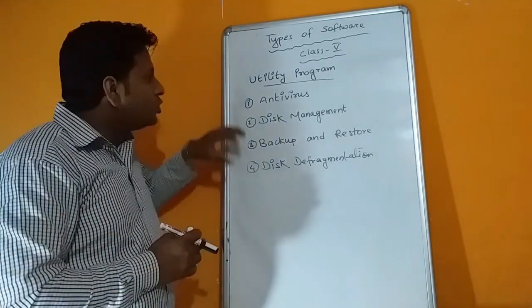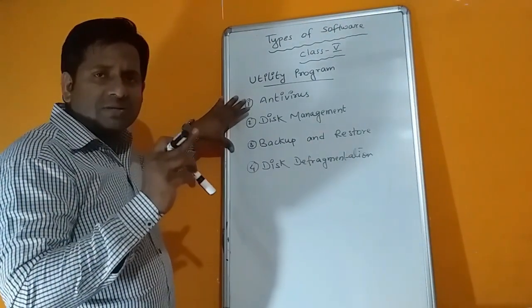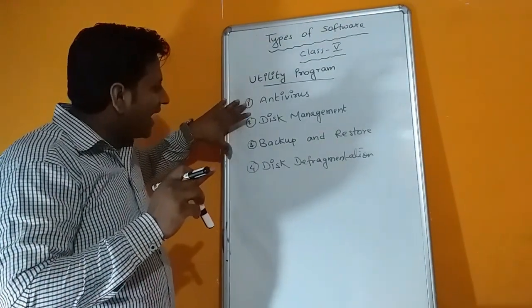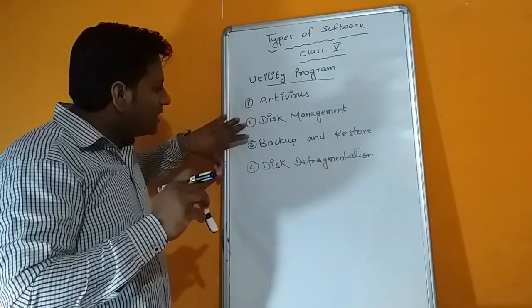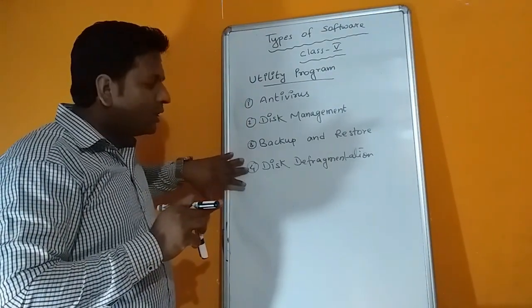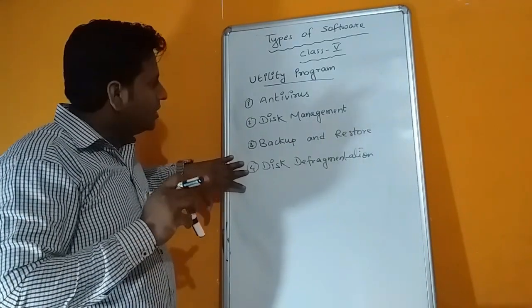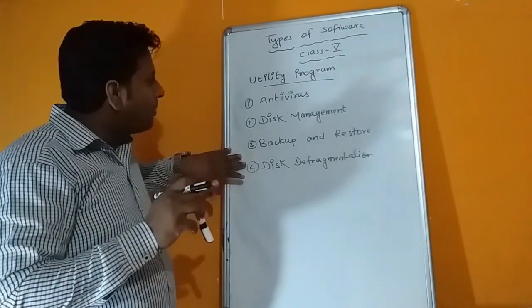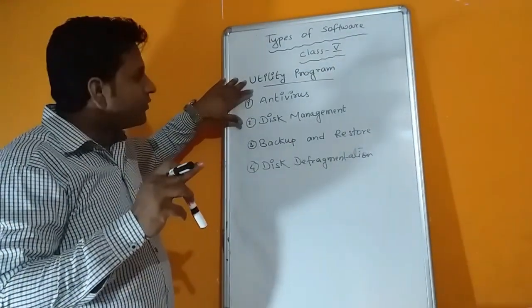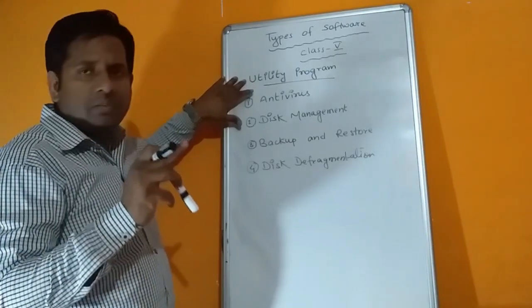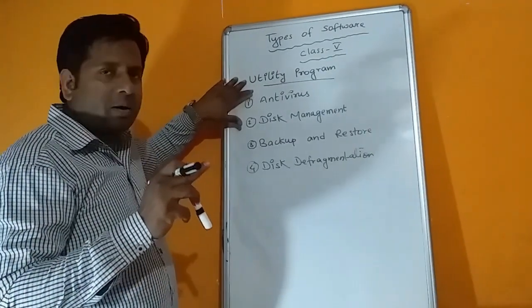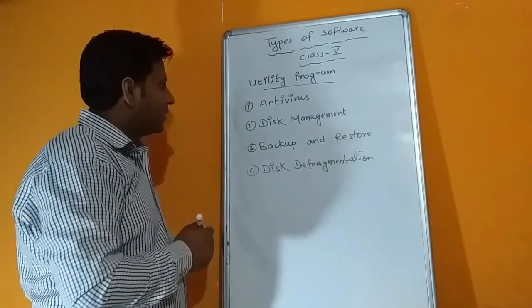So children, utility programs are a part of system software which has again a categorization like antivirus, disk management, backup and restore, disk defragmentation. Is this clear, children? So the second part of system software after operating system is utility program. Okay children, now see the next topic.